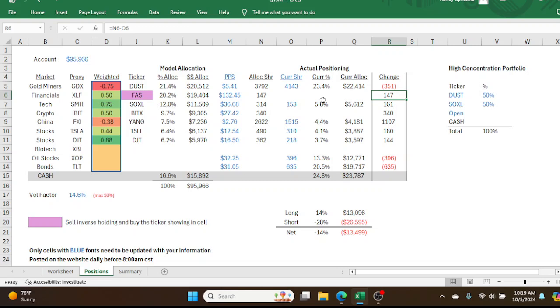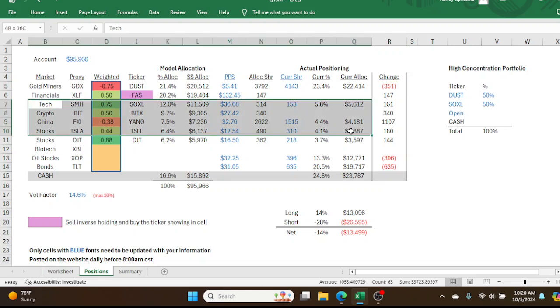That's how much we'll buy on Monday. DUST, for instance. It still wants to stay with the short gold miners. Right now we have 4,143 shares. The model recommends 37.92, so I'll sell 351 shares and so on. The same thing for the semiconductors, the Bitcoin, China, and Tesla, and DJT.